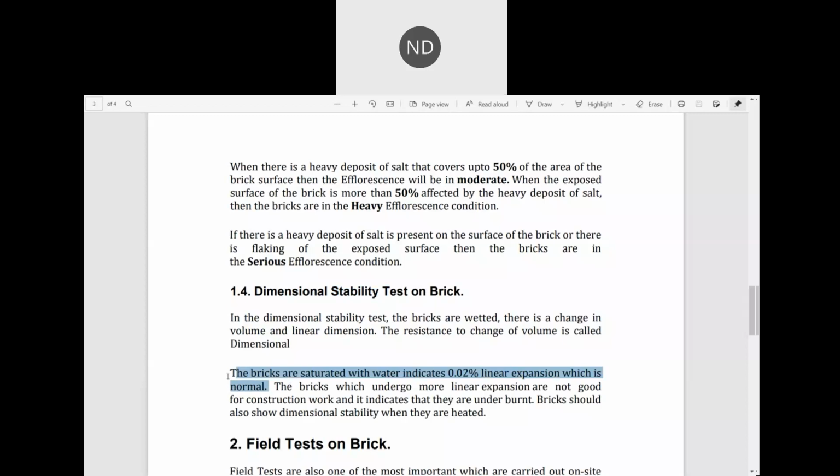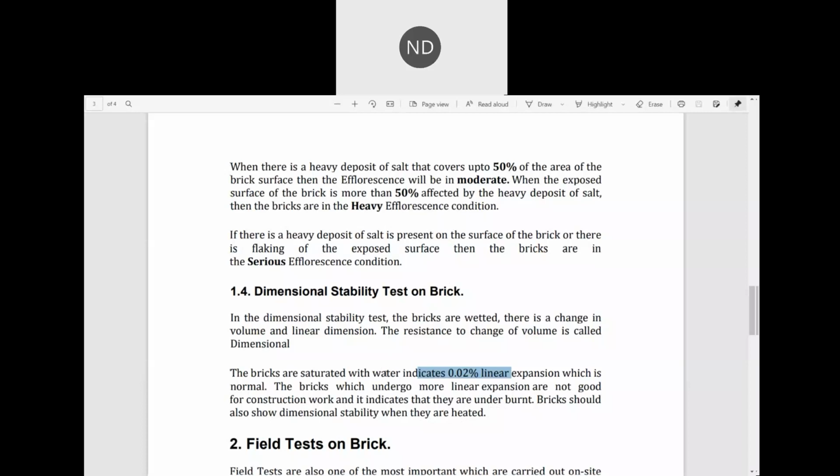There will be some expansion when your brick is wet, or immersed inside the water, but it is normal when it is up to 0.02% linear expansion. Up to that it is normal. The bricks which undergo more linear expansion are not good for construction work, and it indicates that they are underburnt bricks. Bricks should also show dimensional stability when they are heated.